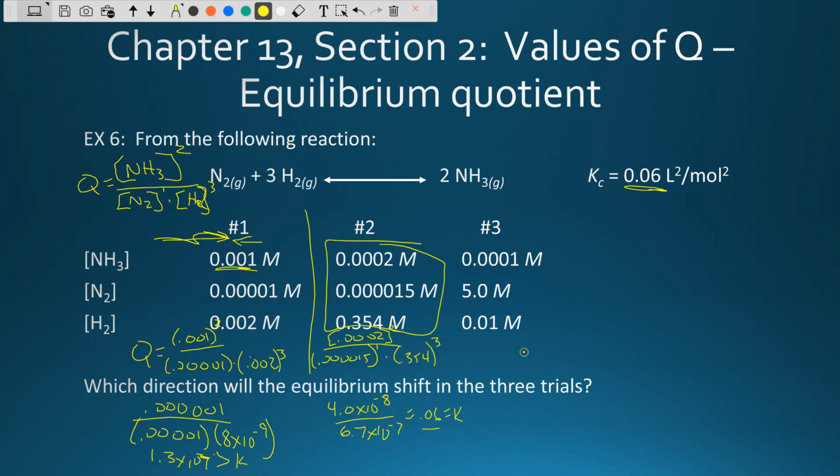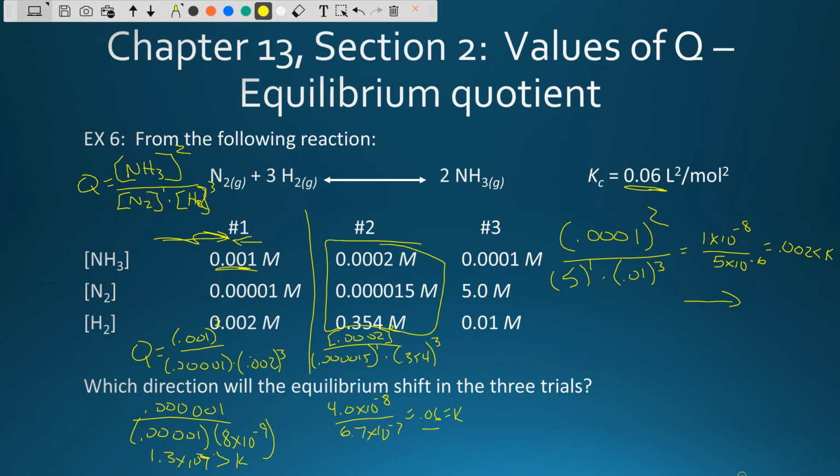Now, lastly, we're going to be taking a look at this one, and I see that I end up with 0.0001 squared over 5 to the first times 0.01 to the third power. That ends up being 1 times 10 to the negative 8 over 5 times 10 to the negative 6. My Q value ends up being 0.002. Now, that is definitely less than my K. So the reaction is going to be going to the right. I'm going to be making more and more of these products as we go in that direction.